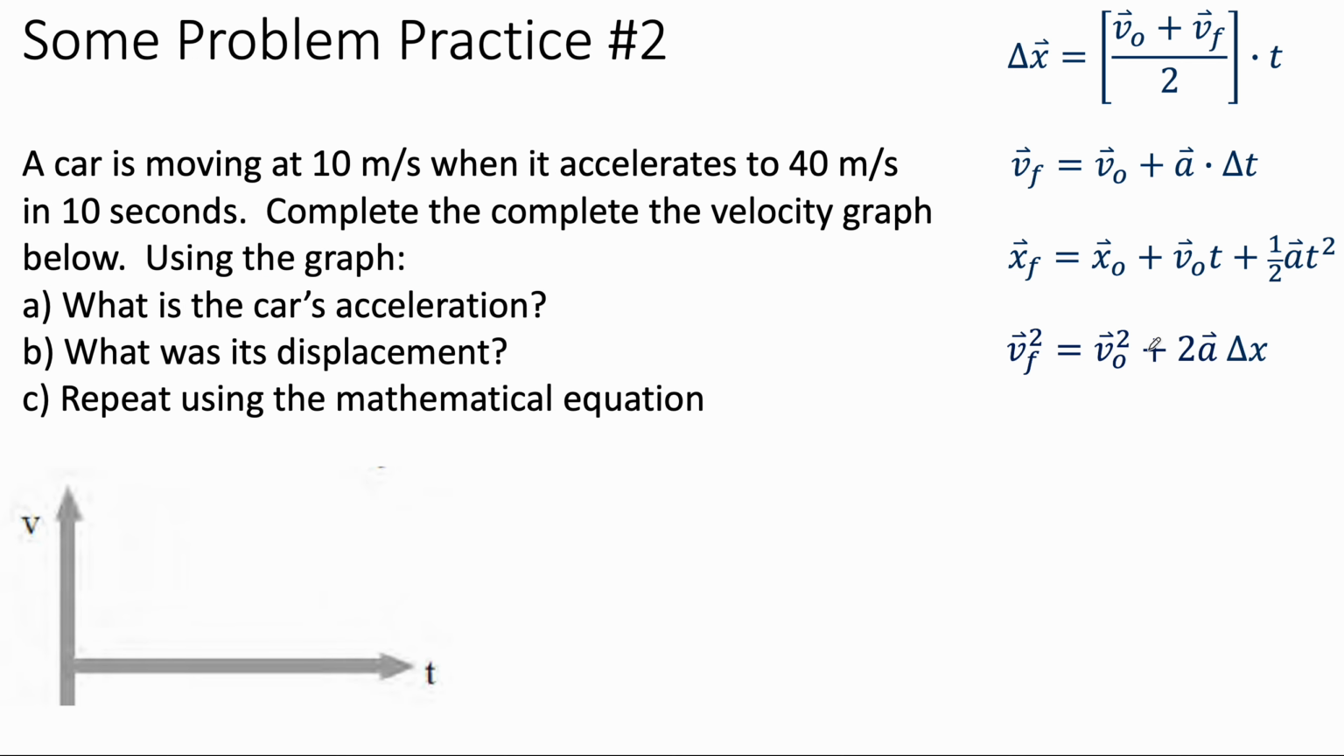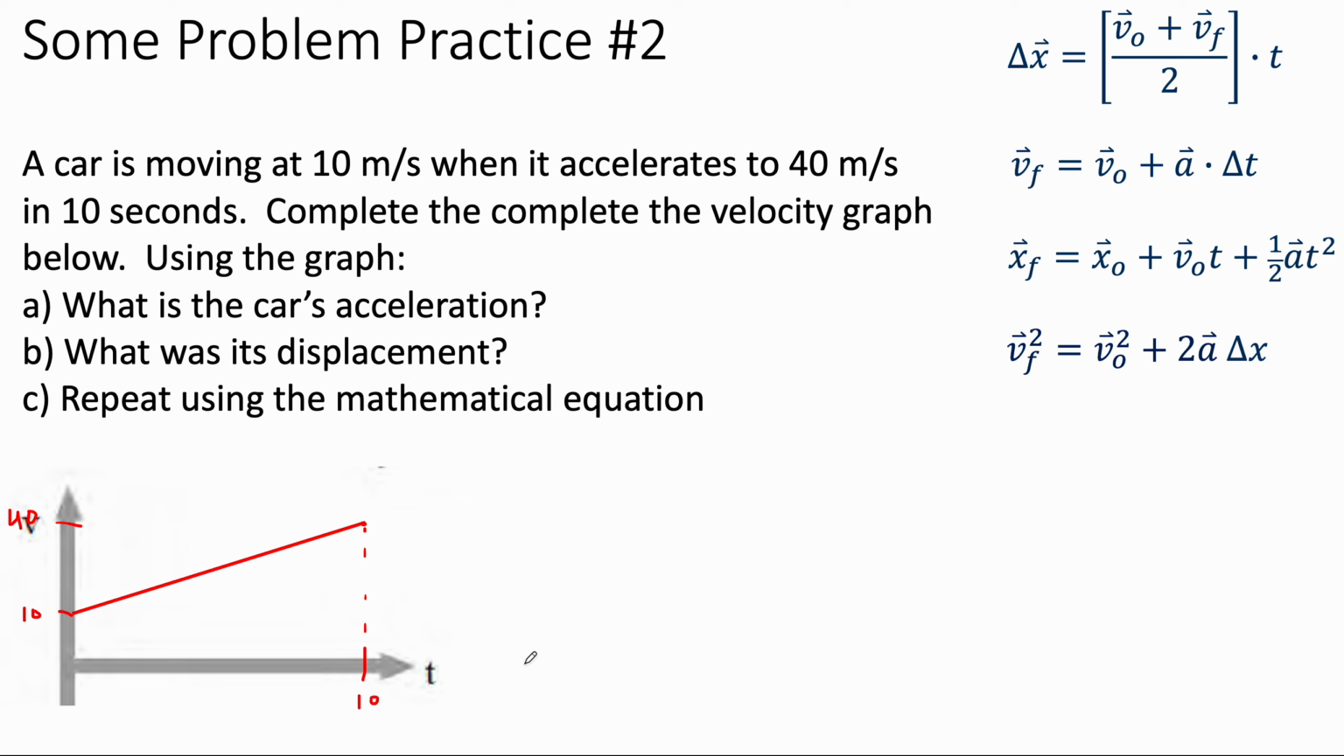A car is traveling at 10 meters per second, when it accelerates to 40 meters per second in 10 seconds. Complete the velocity graph below. So it doesn't start out at 0 this time. It starts out at 10. And it's going to get all the way up to 40 meters per second. I don't know if I drew that very well. After 10 seconds. So what do we need to do in this case? I'll try to draw that downward. This is after 10 seconds.